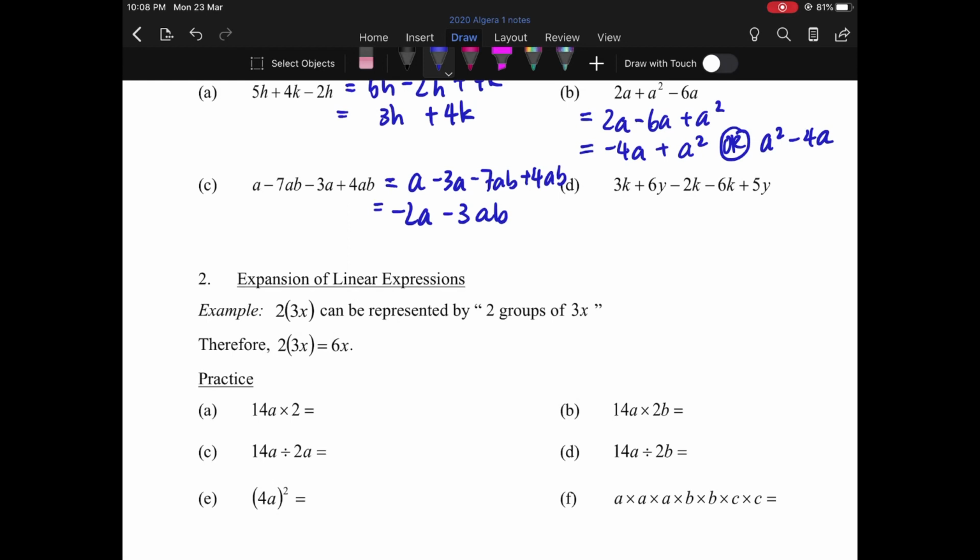Lastly, you have terms with k and y. You can group up the k's together. And then the y terms. So 3 minus 2 minus 6, you will get minus 5k, followed by positive 6y plus 5y, you get positive 11y. So you can write your answer like this, or you can write it as 11y subtract 5k. Both answers are equivalent.